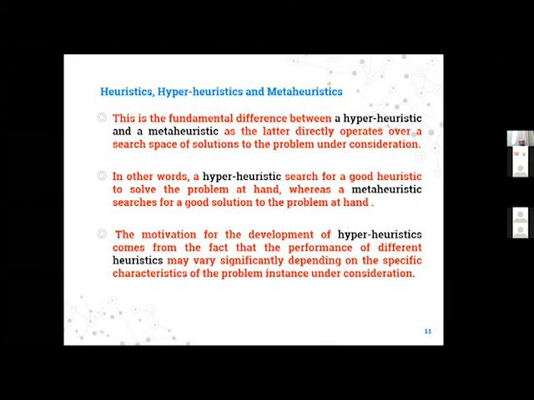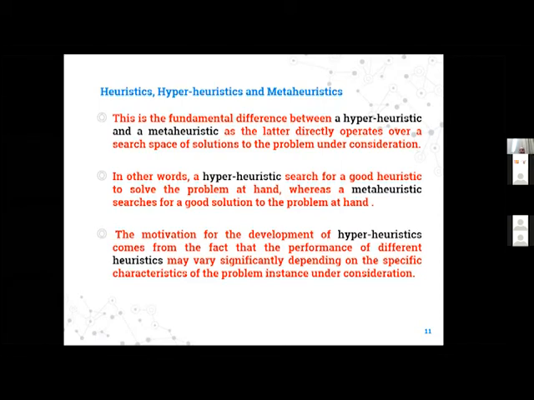On the other hand, regarding meta-heuristics, there is a fundamental difference between a hyper-heuristic and a meta-heuristic, as the latter directly operates over the search space. Actually, meta-heuristics is a general purpose technique. As I have just told you, meta-heuristics operates over a search space of solutions to the problem under consideration. In other words, hyper-heuristic searches for a good heuristic to solve the problem at hand, whereas a meta-heuristic searches for a good solution to a problem at hand.